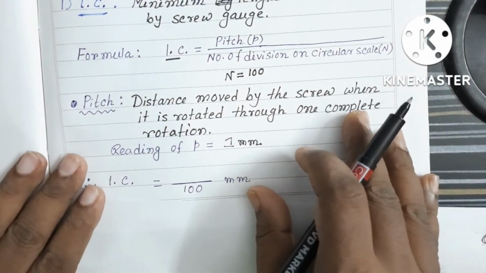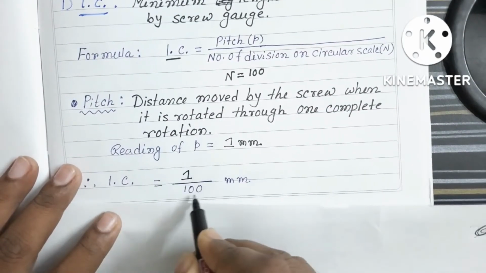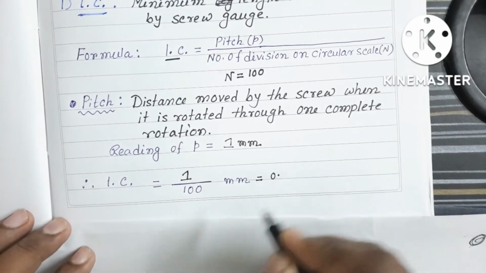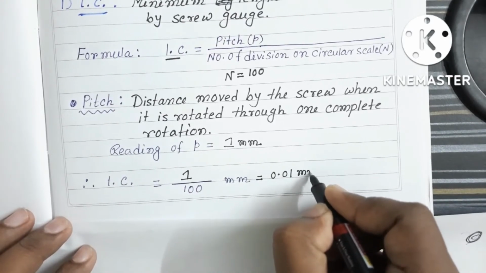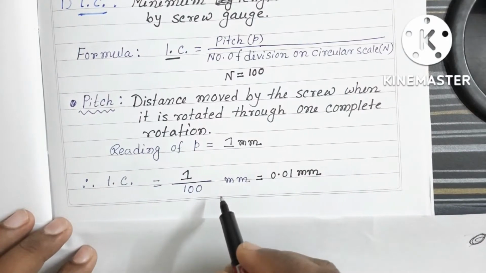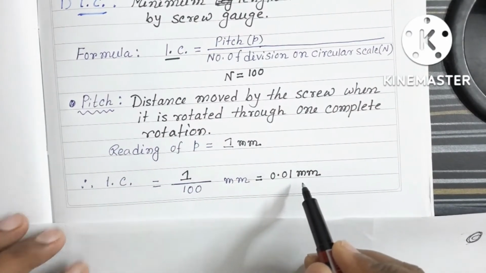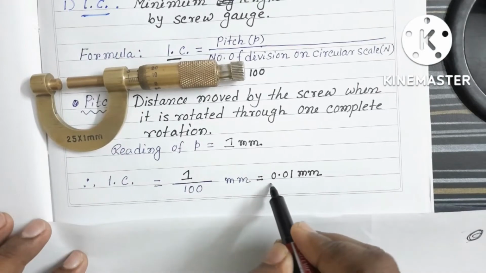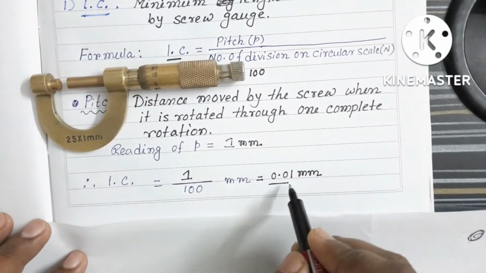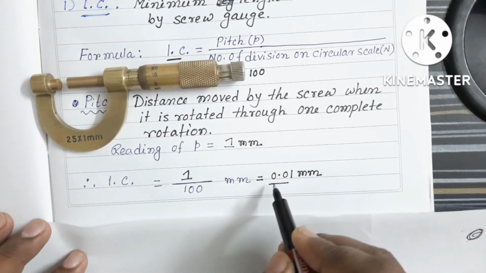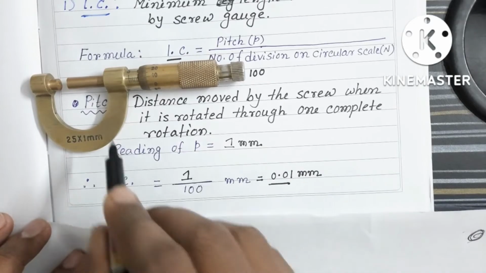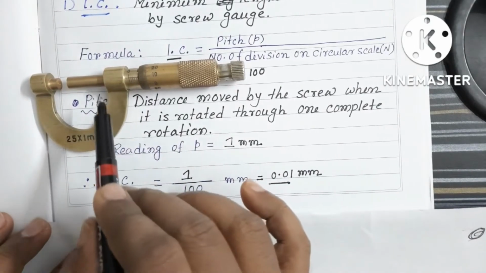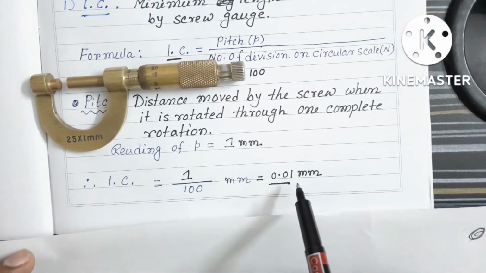Hence the least count becomes 1 millimeter divided by 100, therefore it becomes 0.01 millimeter. So the least count for this screw gauge is 0.01 millimeter. That means using this screw gauge we can measure a minimum of 0.01 millimeter, and less than that we cannot measure using this screw gauge. So the minimum accurate measurement of this instrument is 0.01 millimeter.